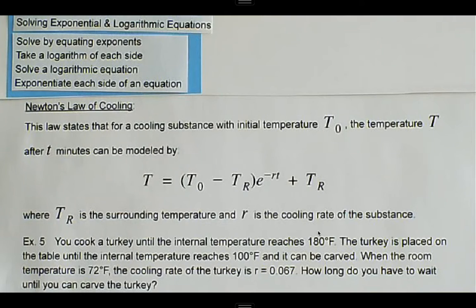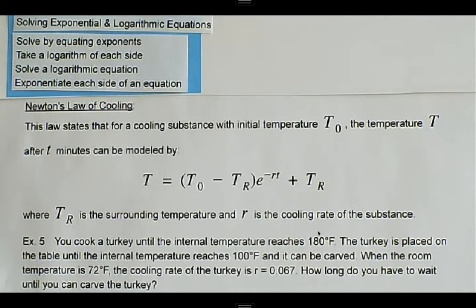Then we have an example here. You cook a turkey until the internal temperature reaches 180 degrees Fahrenheit. The turkey is placed on the table until the internal temperature reaches 100 degrees Fahrenheit, and it can be carved. When the room temperature is 72 degrees Fahrenheit, the cooling rate of the turkey is r equals 0.067. How long do you have to wait until you can carve the turkey?